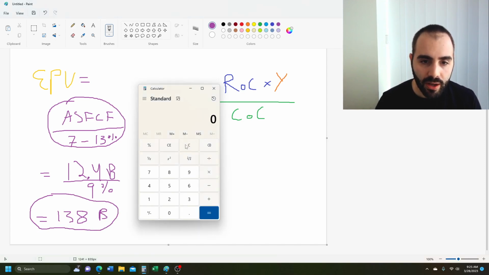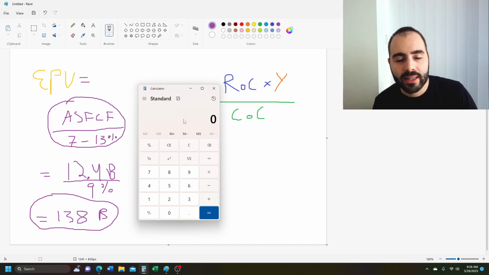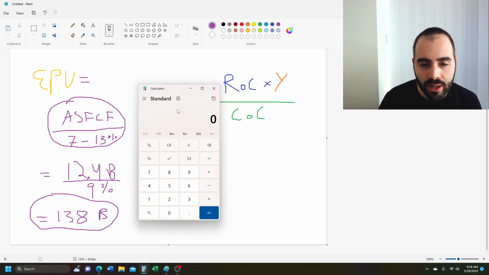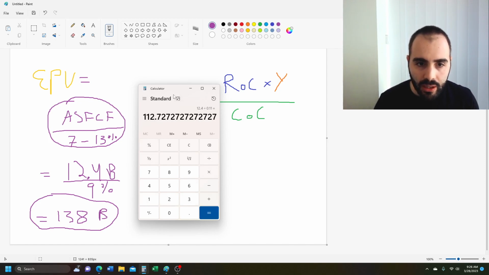If we were to use a higher discount rate, it would be worth less, right? So if we said for Home Depot, we want to use an 11% discount rate, well, now it's only worth $112 billion. The beauty of this formula is, even if you're off, let's say I think the discount rate is 11%, right? 12.4 divided by 11% gives me 112. Well, 112 or 113 is not that different from 138.